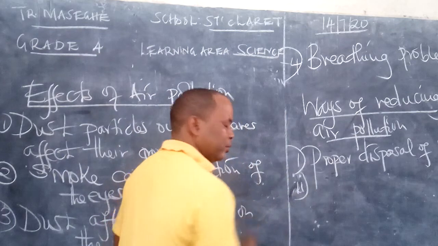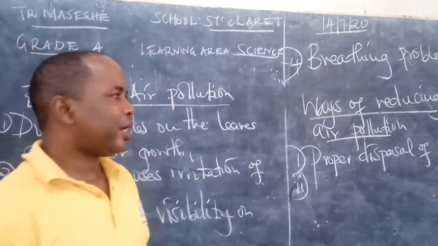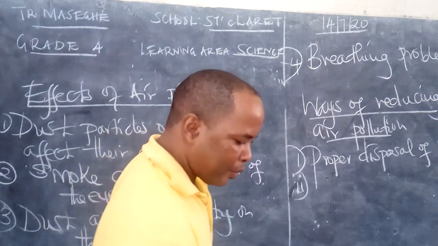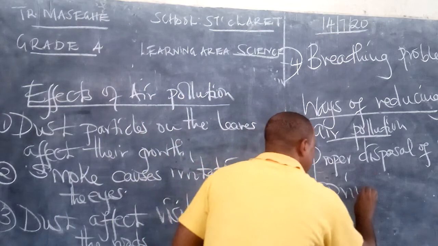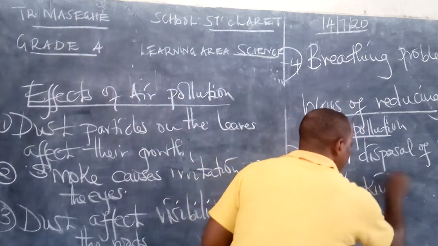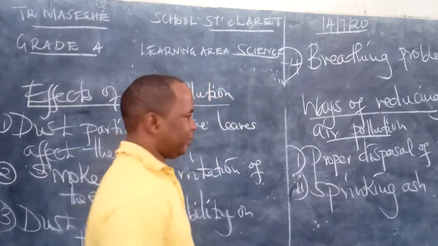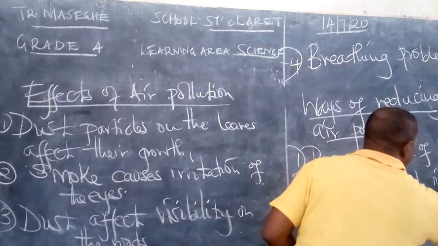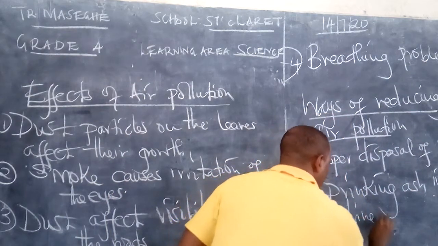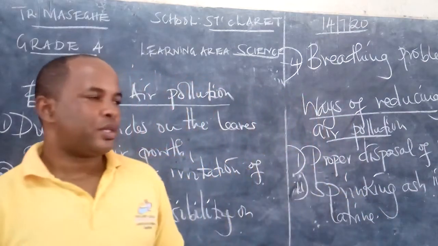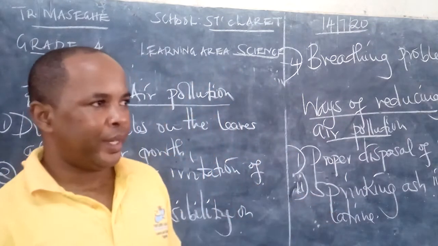We go to number two. How else can we reduce air pollution? Secondly, we have sprinkling ash in a pit latrine, especially when we go to our rural areas.